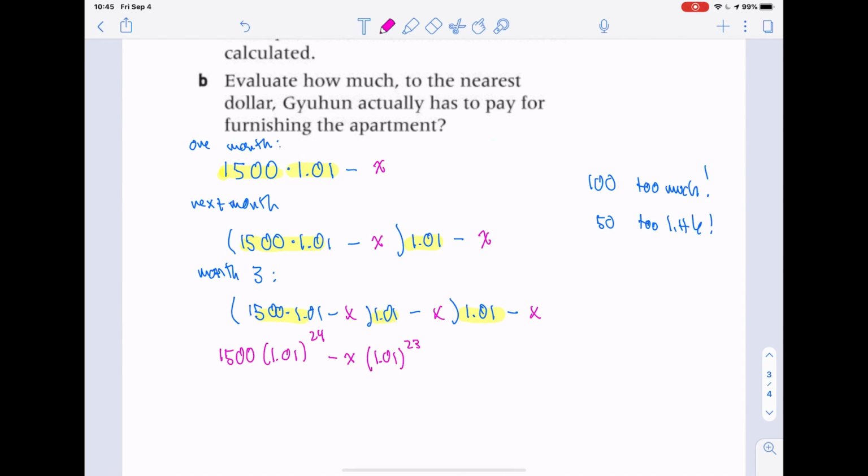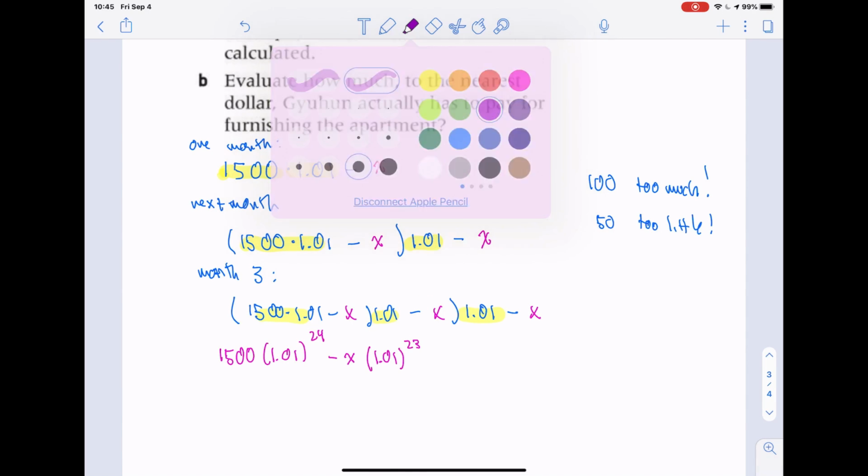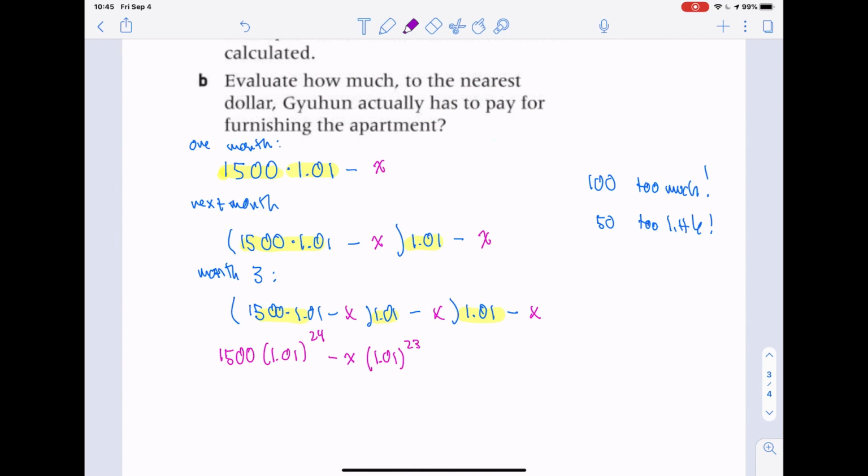If we think about how this pattern is going to continue, because in this one we were multiplying. Let's go to a different color for the highlighter. In this one we were multiplying 1.01 times x once, twice. In this one we were multiplying it once, and in this one we were multiplying it not at all. And so this pattern is going to continue.